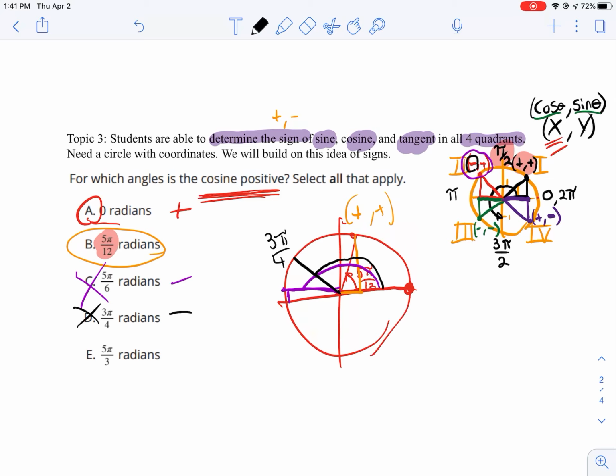And then lastly, we have 5 pi over 3, which is bigger than pi by a bit. It's 2 pi over 3 bigger. So this is going to be pi over 3, 2 pi over 3, 3 pi over 3, 4 pi over 3, 5 pi over 3. So we're going to be located in this fourth quadrant. With that said, we have to determine our signs once again. You're going to see that our cosine is going to be positive here.